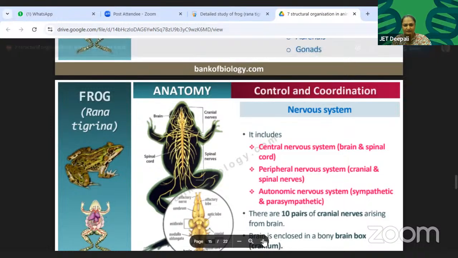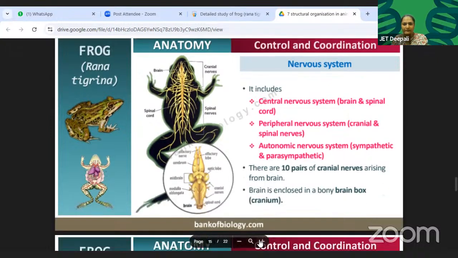This is the enlarged diagram of the brain. You can see this is the midbrain, this is the optic lobe, these are the cranial nerves, this is the spinal cord, the medulla oblongata, and these are the olfactory lobes. Two olfactory lobes because two eyes are there. So they have 10 pairs of cranial nerves arising from the brain. The brain is enclosed in a bony brain box that is called the cranium. We also have a cranium.